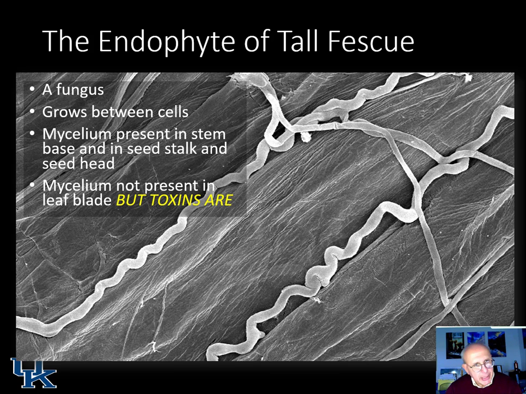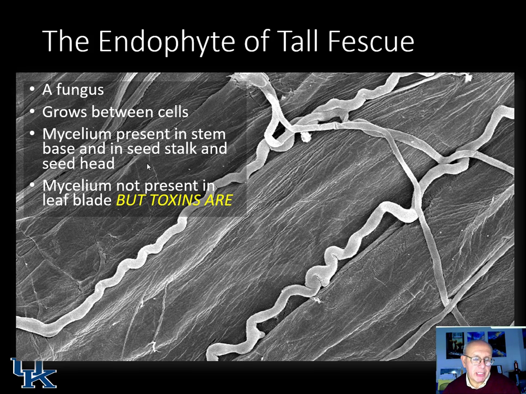If you took a bit of that base of the plant and put it on agar, like you were trying to grow out a culture of something, over time this fungus will grow outside of the plant, and then you can see it, the mycelium, just like you're seeing stained here. The lighter colored material, it looks almost like a snake, are the fungal hyphae, or the mycelium, in between the cells of tall fescue. So it's a fungus. It grows between cells.